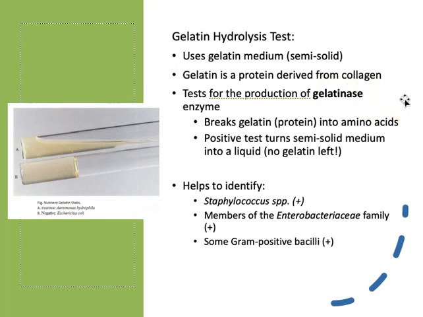Gelatinase is an enzyme that actually gets secreted by certain types of bacteria. It gets secreted out of the cell and into the environment. If there's any gelatin in the environment, the gelatinase will break it apart into its component amino acids. Remember, all protein is made out of a chain of amino acids. The gelatinase enzyme is going to help the bacterium break down the gelatin into amino acids, so those amino acids can then be absorbed by the bacterial cell and used to make more protein.